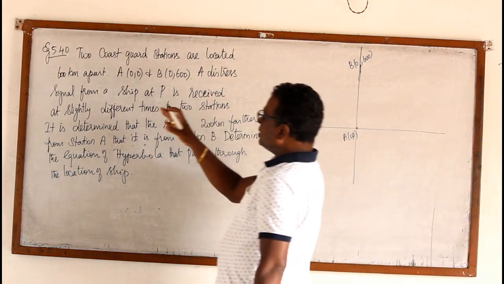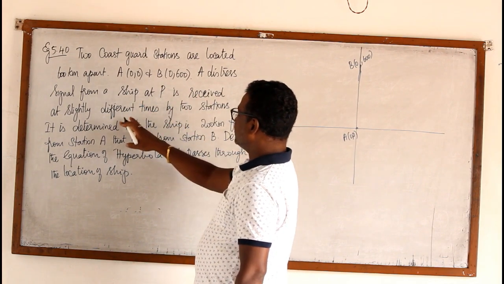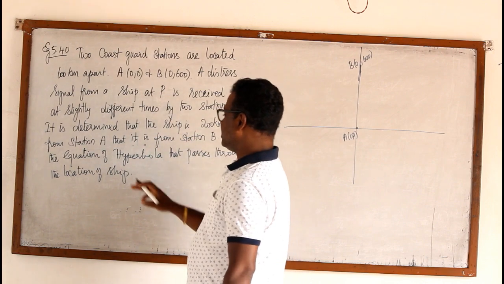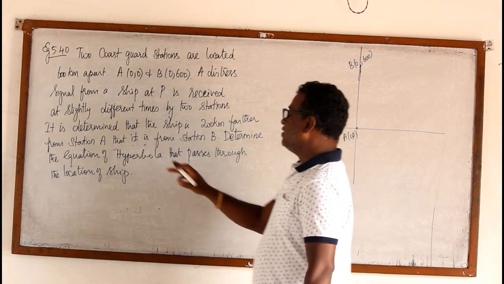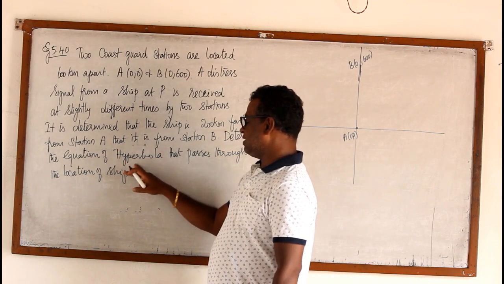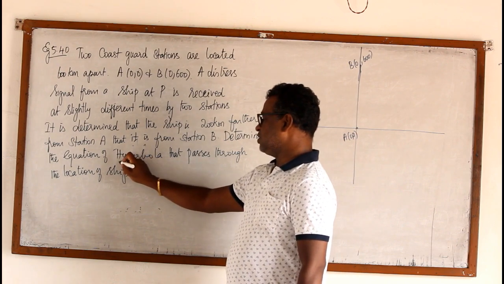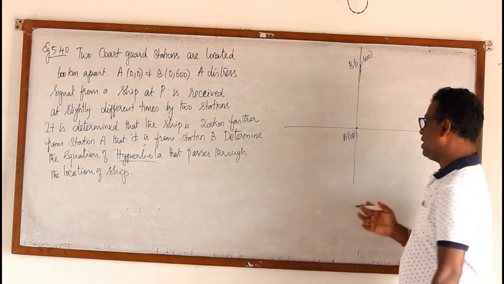Next, a signal from a ship at P is received at slightly different times by the two stations. It is determined that the ship is 200 km farther from station A than it is from station B. Determine the equation of the hyperbola, they are asking. So we are dealing with the equation of a hyperbola, so the curve is a hyperbola.